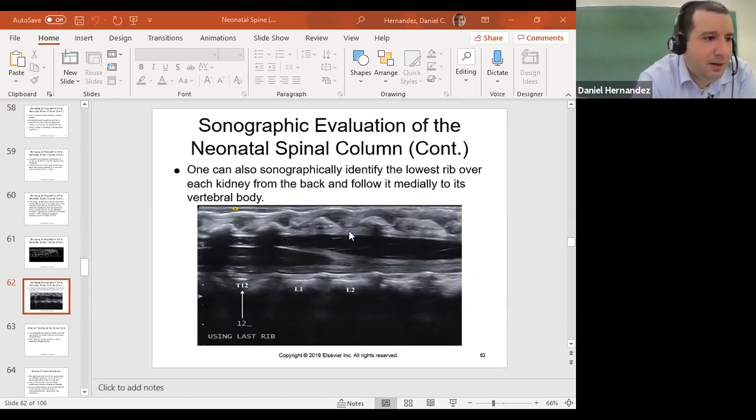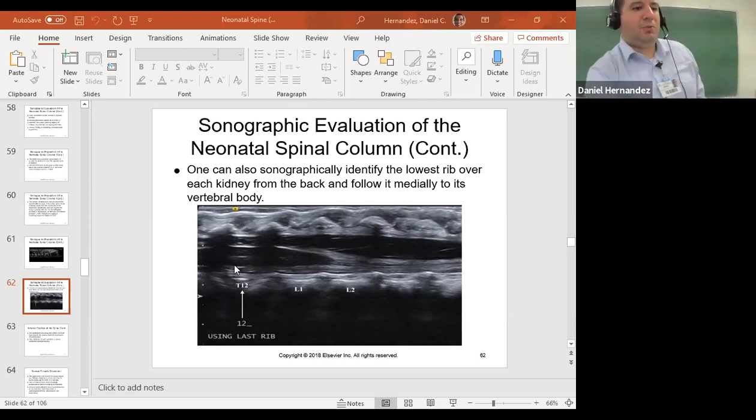So you can also attempt to identify the lowest rib over each kidney from the back and follow it medially to its vertebral body. So you try and find that lowest rib and follow it back to that vertebral body and then label that as your T12. And then count from T12 working caudally. So T12, L1, L2. So again, another example of a nice normal spinal cord.